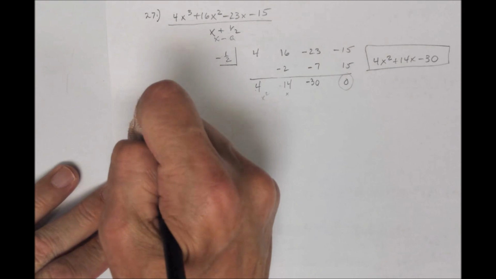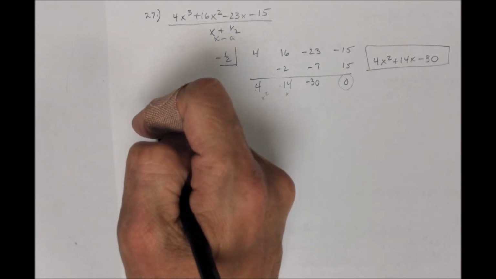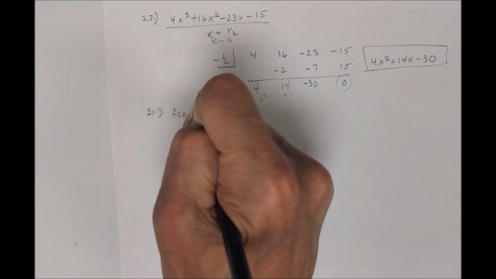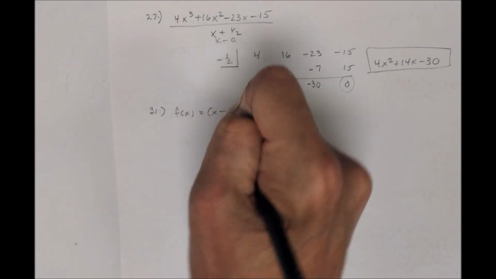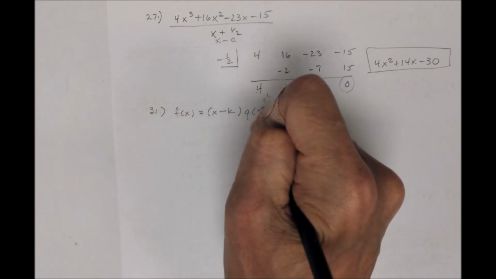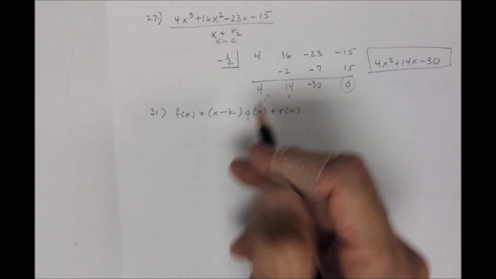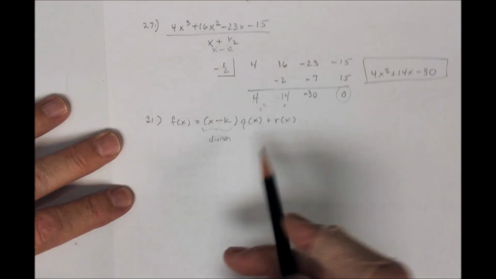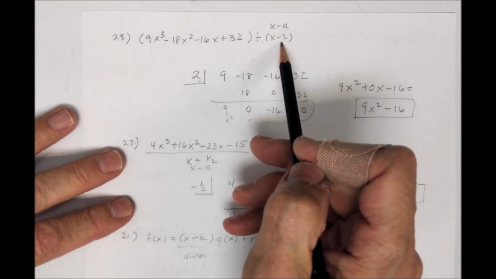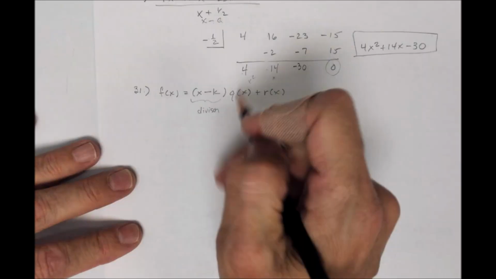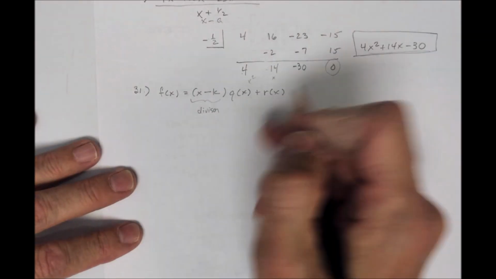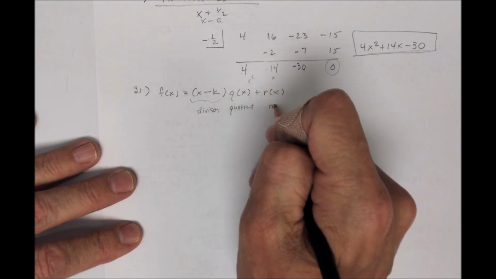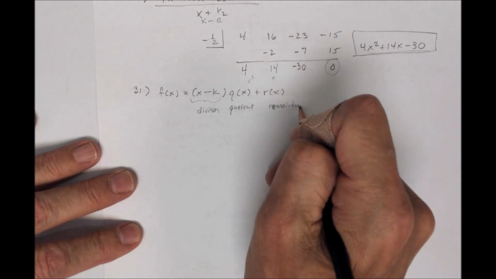Problem number 31. In problem number 31, it says express the function in the form f of x equals x minus k times q of x plus r of x. That's your divisor. Like back here, this was your divisor. This is the x minus k. I've been using a. This is your quotient. That's this part. That's your answer part. This is the quotient. And then this is your remainder. Not written over as a fraction, just your remainder. Okay?